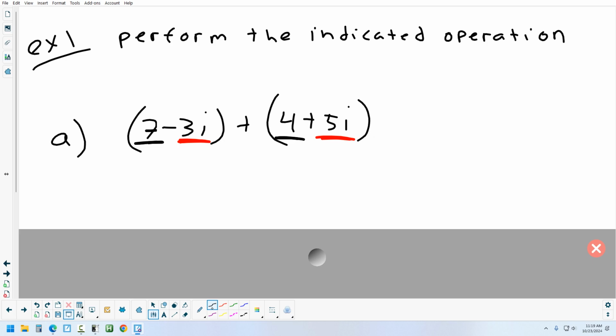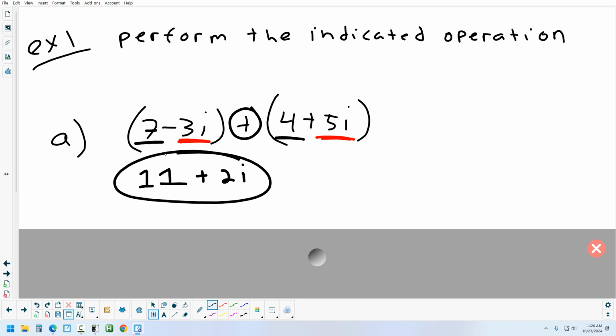You can't do that. So if I add my two real parts, what would I get in the final answer? I get 11. And what about if I combine my two imaginary parts using addition? Negative 3i plus 5i is 2i. Okay, so that's just adding two complex numbers.